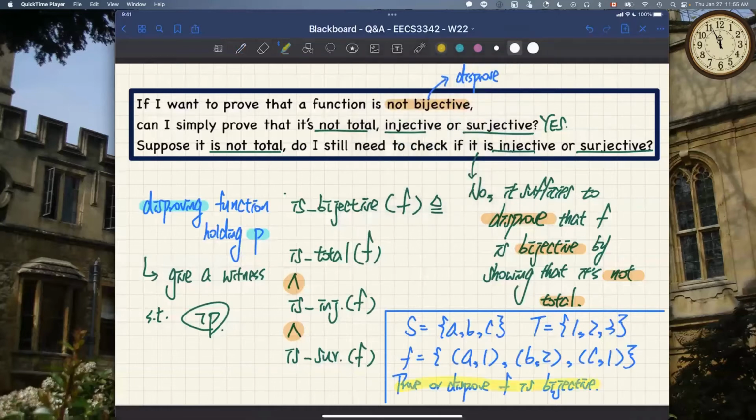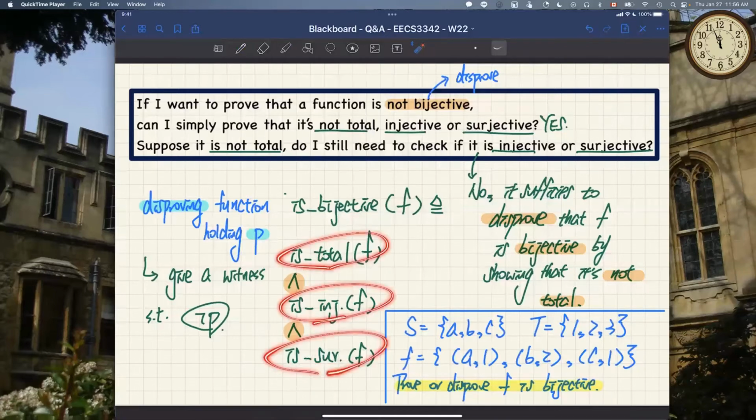Prove or disprove. If you want to prove it, you want to show it is total, it is injective, it is surjective. That's what you want to prove. If you want to prove that the conjunction is actually true, you want to show that every conjunct over here is actually true. That's what you've got to show. If you want to disprove it, all you've got to do is choose any one of them. That'll be sufficient to show that.